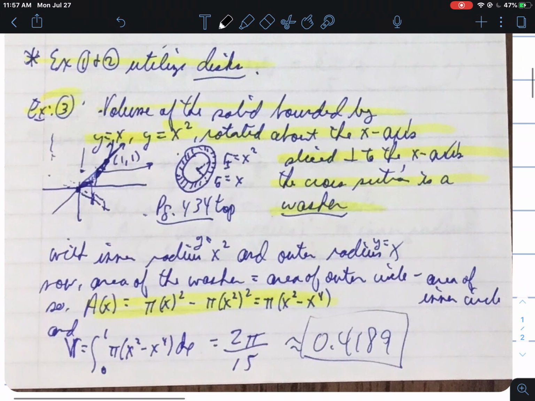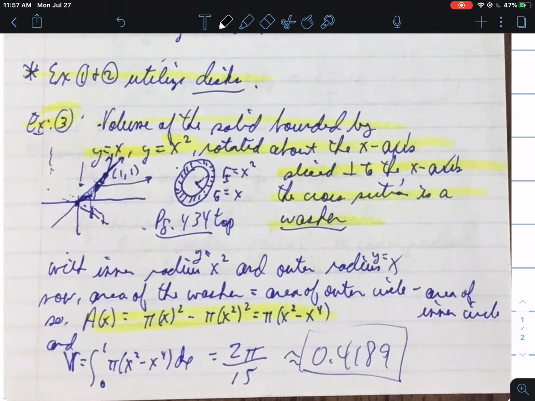Since I have an outer area and I need to take out that inner area, all right? So we're going to call this a washer. And let's see. We've got an inner radius, y equals x squared. That washer has an outer radius of y equals x. And so we're going to take the area of the washer to be the area of the outer circle minus the area of the inner circle. Okay.